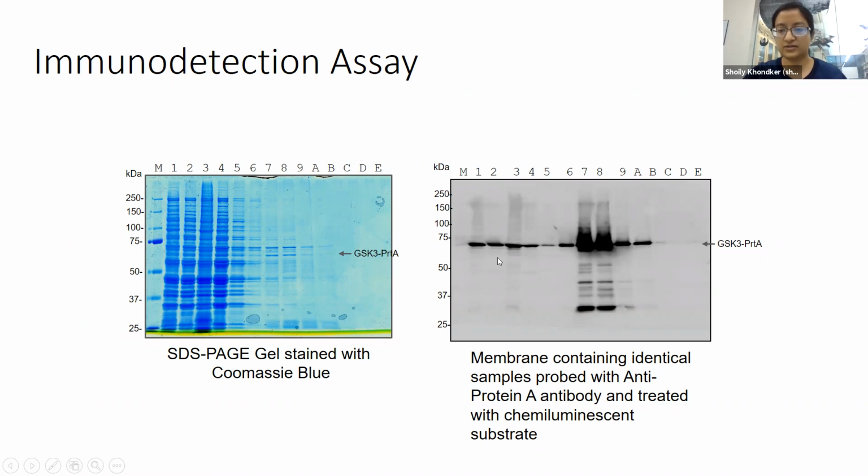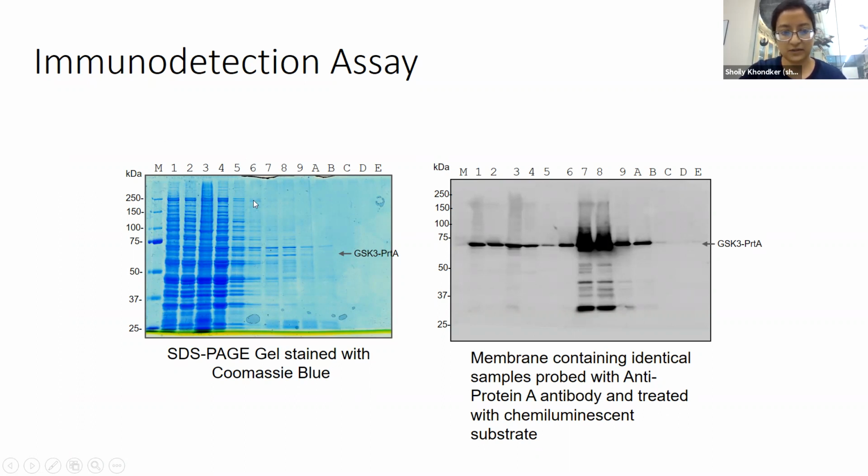Okay, so the image on the right here is a Western blot. The samples are identical to the one on the left. The one on the left is a Coomassie stain, so all the proteins present on the gel are visualized. And the one on the right is a Western blot; this was a membrane that was treated with an anti-protein A antibody and then treated with a chemiluminescent substrate. So here you only see the proteins that are tagged with the protein A antigen. You can see an obvious difference here.